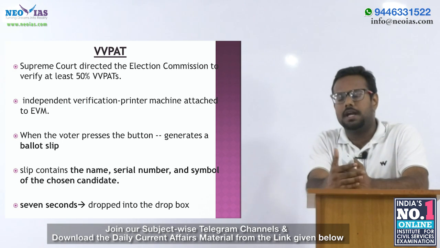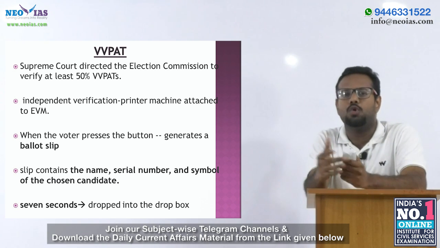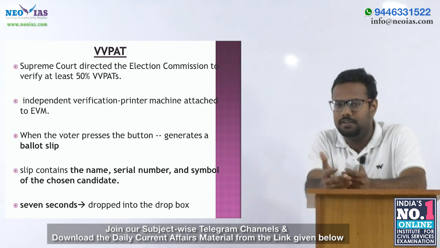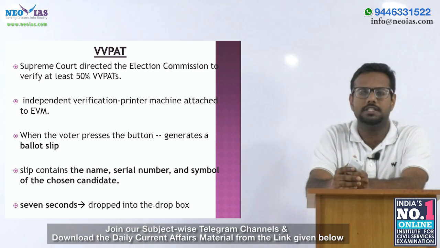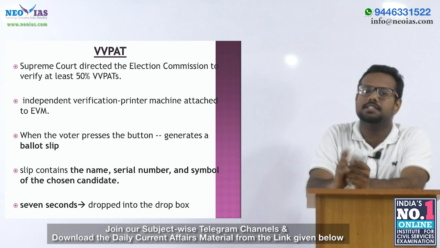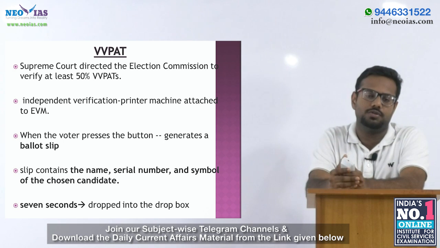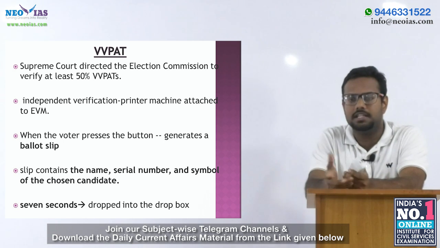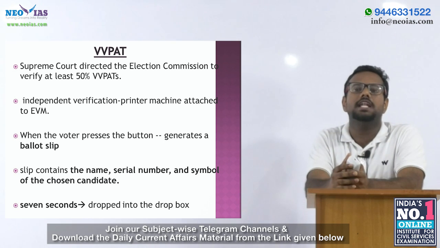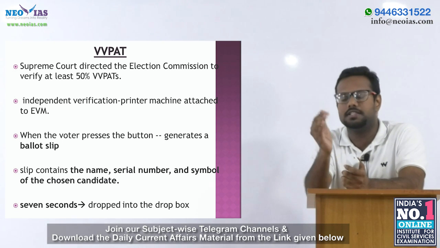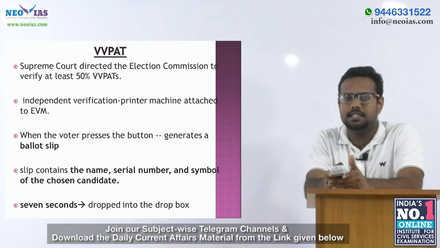Mainly because opposition parties are complaining against the ruling party that they are manipulating the VVPATs or electronic voting machines. That's why the Supreme Court directed the Election Commission to count or verify at least 50% of the VVPATs in an assembly or Lok Sabha constituency. And VVPAT is nothing but the Voter Verified Paper Audit Trail system. It is an independent verification printer machine that is attached to the electronic voting machine.